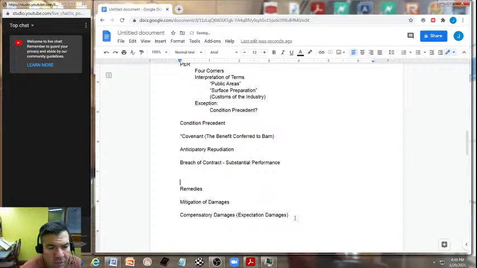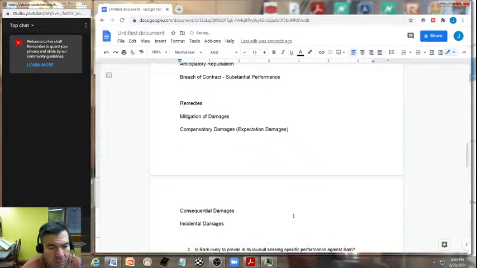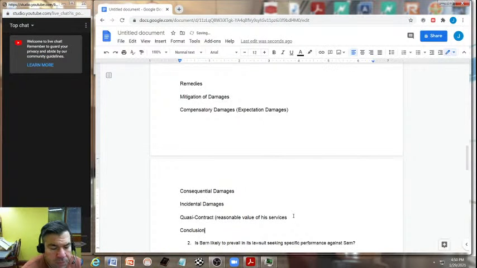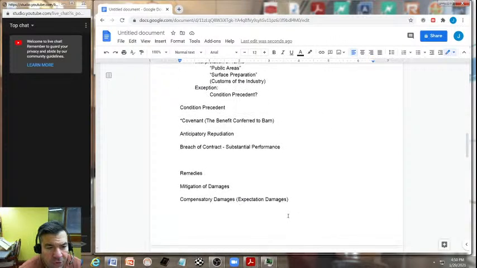Now underneath remedies, we want to make sure to connect something to that. We're going to probably argue, right after incidentals here, quasi contract. That in the event that Sam is unsuccessful in his claim, he'd be able to recover the reasonable value of his services. So make sure to throw in a conclusion here, and that should pretty much establish all of the issues.